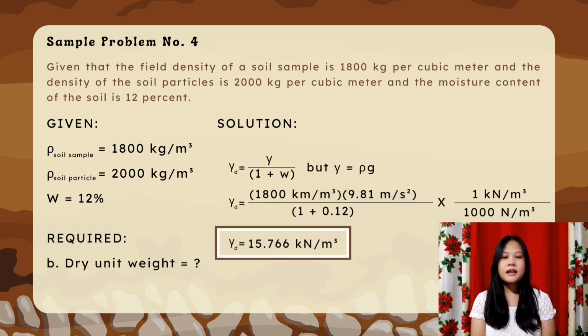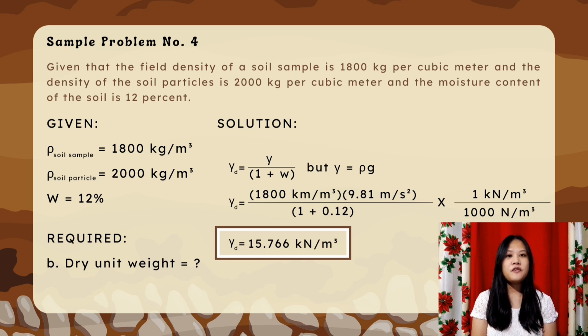Ang susunod naman nating hahanapin ay ang dry unit weight. Meron na tayong void ratio. Pero hindi siya kailangan para hanapin ang dry unit weight. Yung formula para sa dry unit weight ay equal sa unit weight over 1 plus water content. Pero, ang may given tayo ay ang density. Kaya ang gagawin natin, yung unit weight is equals to density times the gravity. So, ang magiging formula natin ay ang dry unit weight is equals to density times the gravity over 1 plus water content. Kapag sinubstitute natin yon, ang makukuha natin ay 15,766.